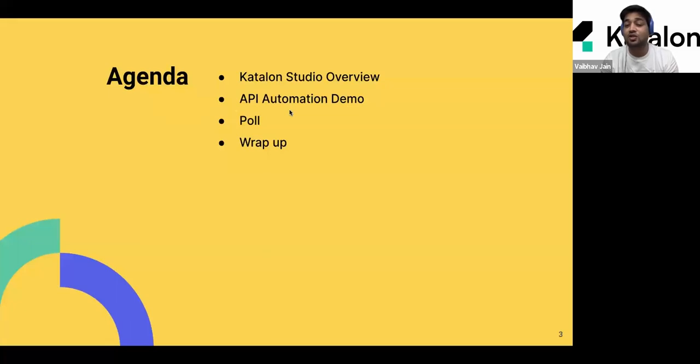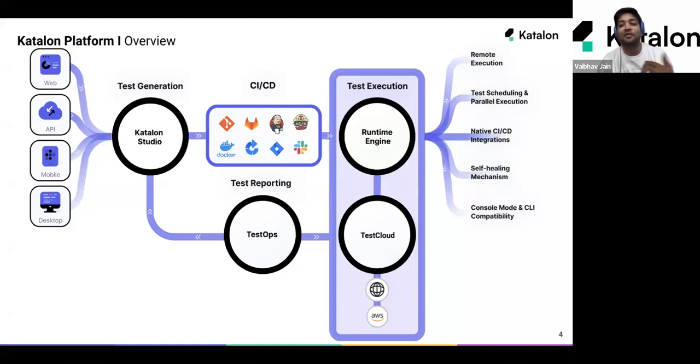So let's start with the Katalon Studio overview. This is again a repetitive task, but we need to do it. If somebody is a new user, they don't know what the Katalon platform is, so let's quickly cover it. The Katalon platform has multiple modules which you can use for end-to-end testing for your continuous testing. First, we have Katalon Studio Enterprise, which is our test generation IDE tool. With Katalon Studio Enterprise, you can automate all kinds of applications, whether web, API, mobile, or desktop, in a single platform, in a single tool.